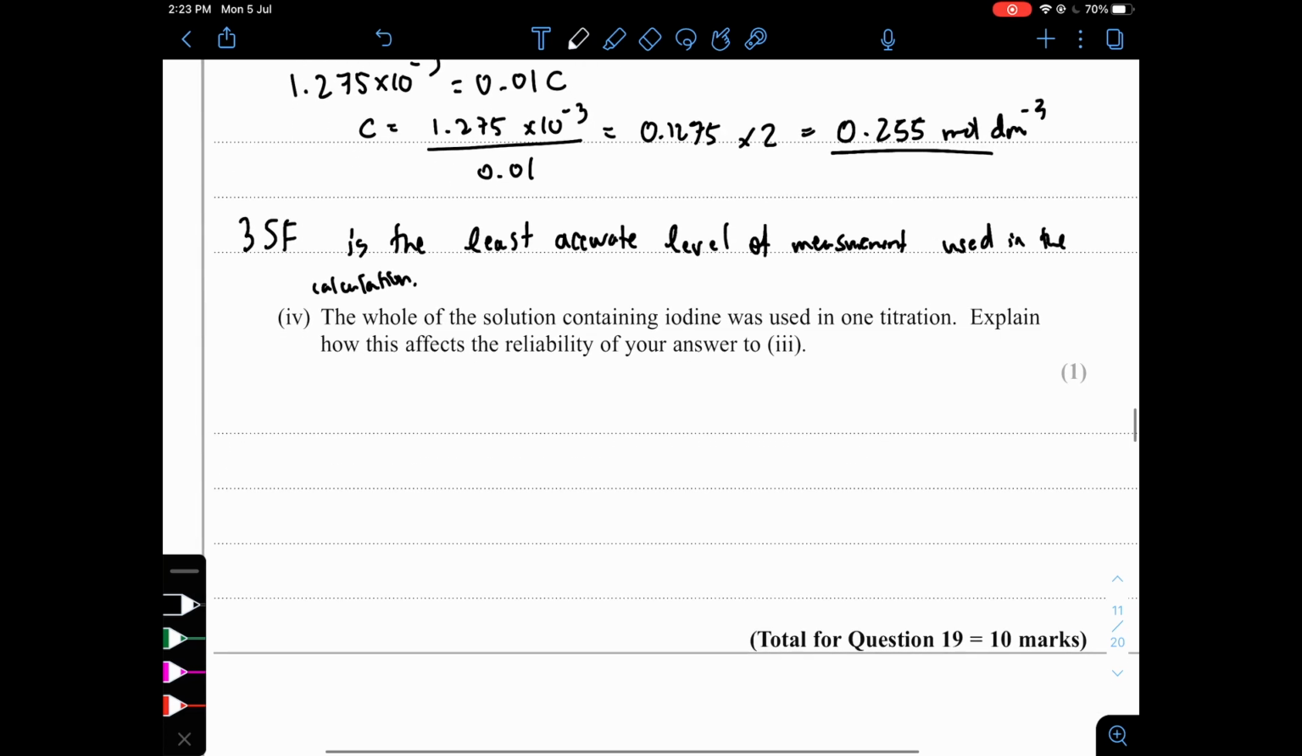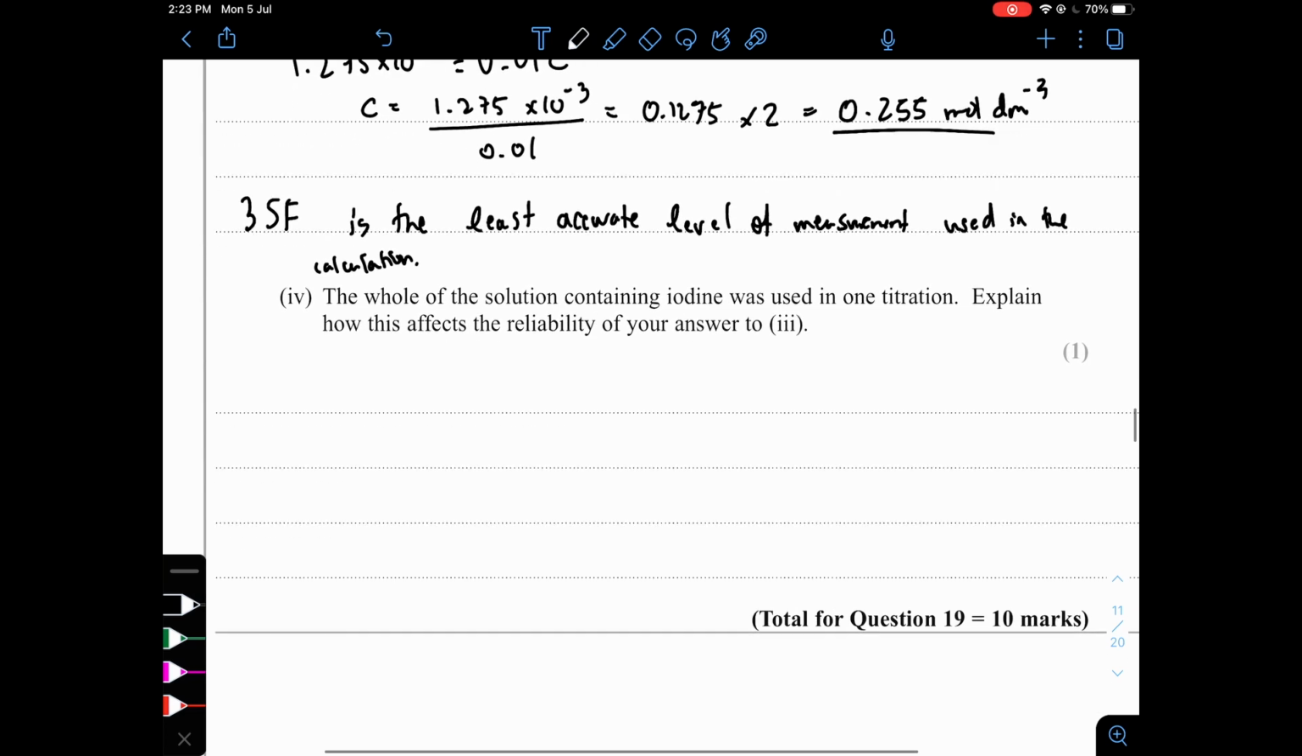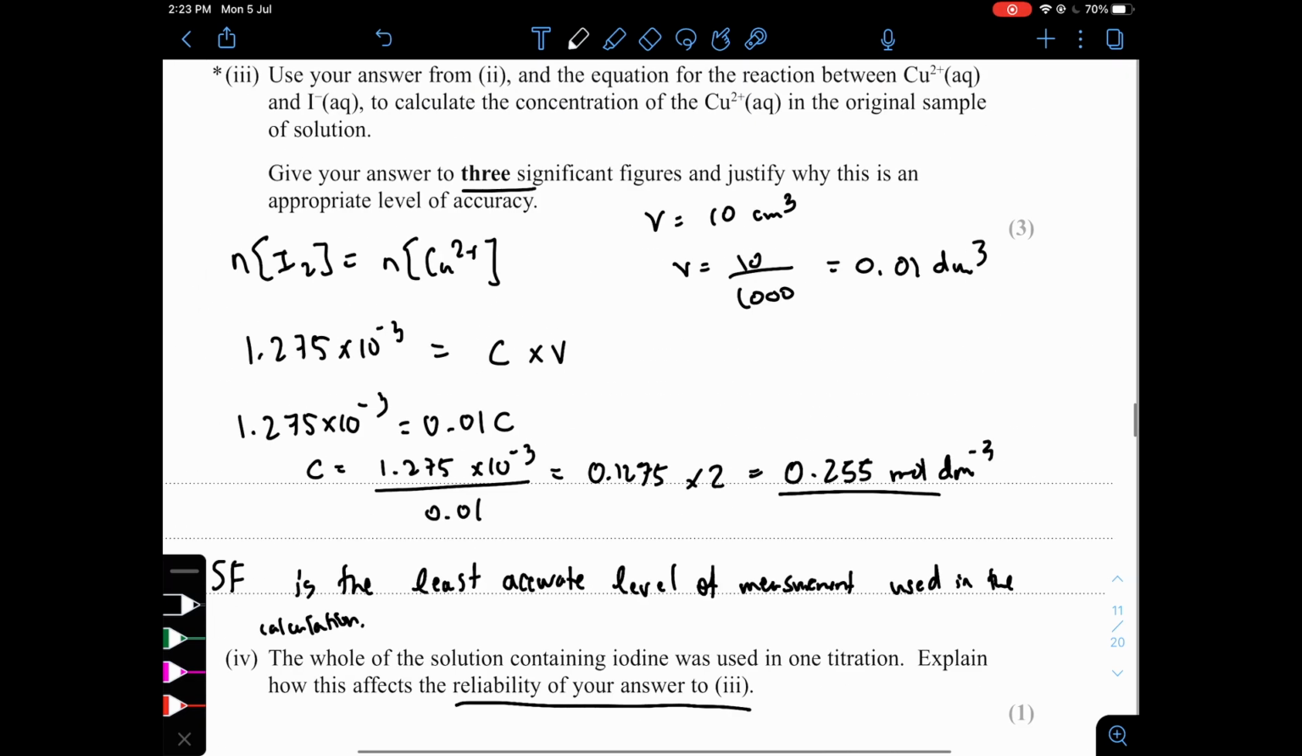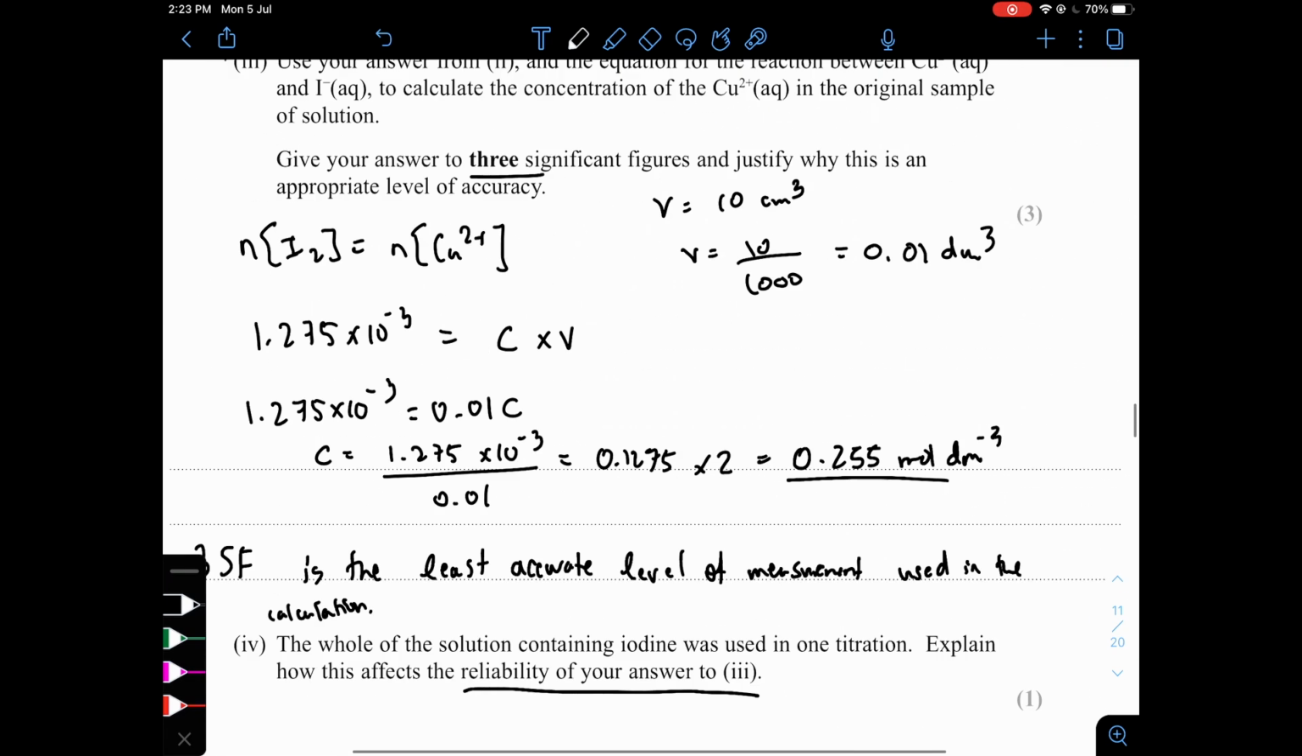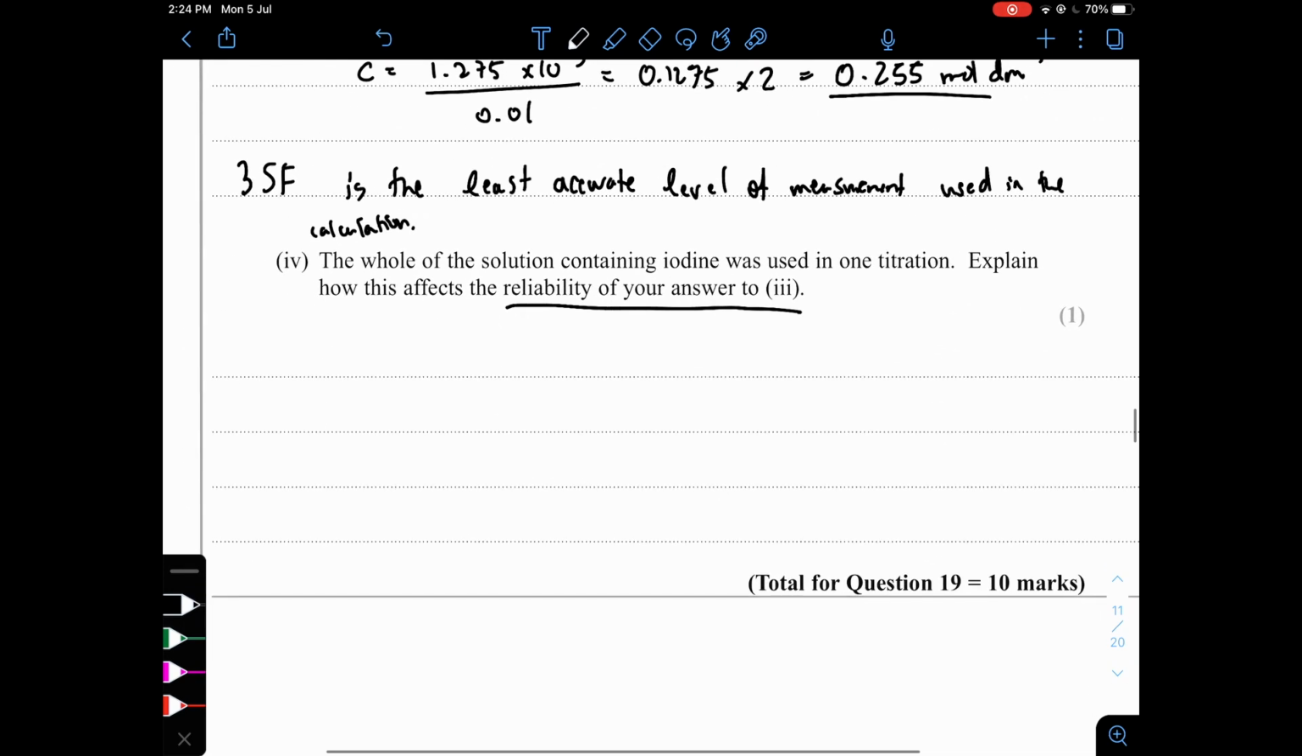The whole of the solution containing iodine was used in one titration. Explain how this affects the reliability of your answer to III. So this is reliability. Okay. If we use all of the iodine in one titration, how can we conclude our results are reliable?